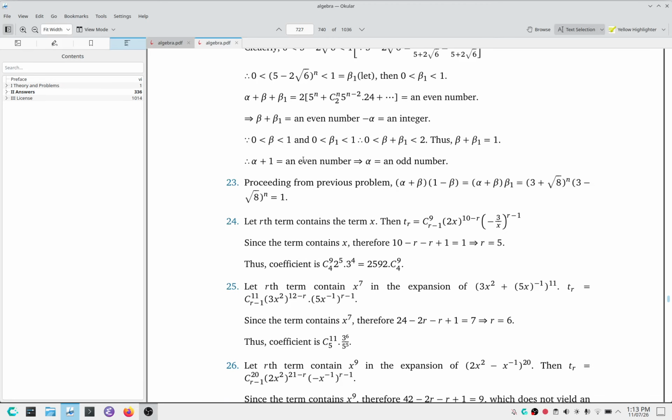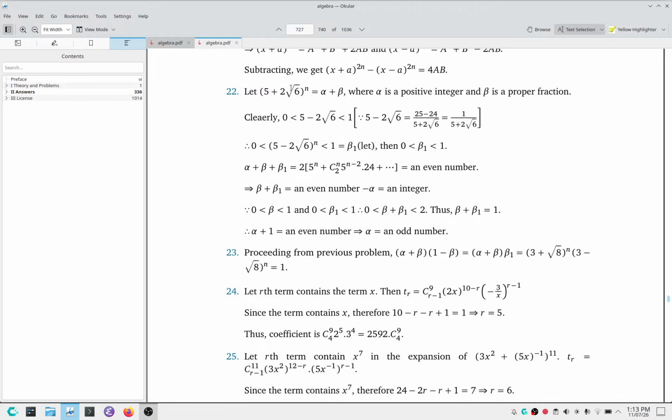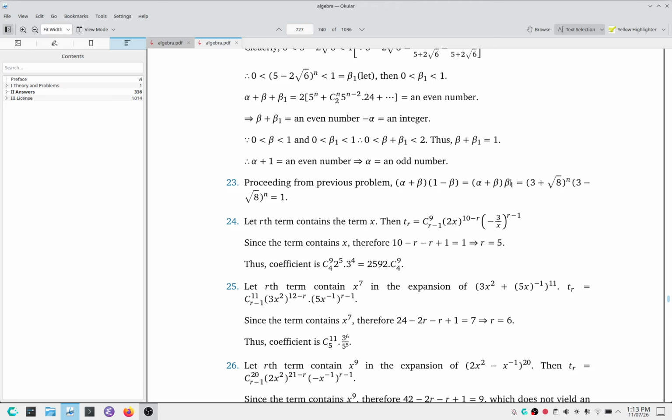So proceeding like the previous problem, we have (alpha + beta)(1 - beta) is equal to (alpha + beta) times beta 1. Because beta plus beta 1, if you see, is 1 here. So 1 - beta will be beta 1 here. So that means this is equal to (3 + √8)^n, because alpha plus beta from the previous expression is this and beta 1 is this. So this is equal to (3 + √8)^n times (3 - √8)^n, which will be, when multiplied, (9 - 8)^n, which is equal to 1.